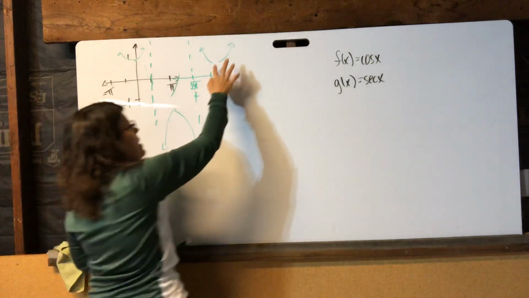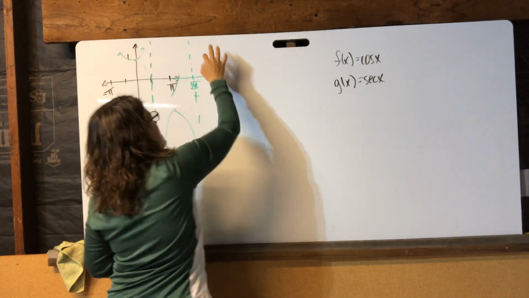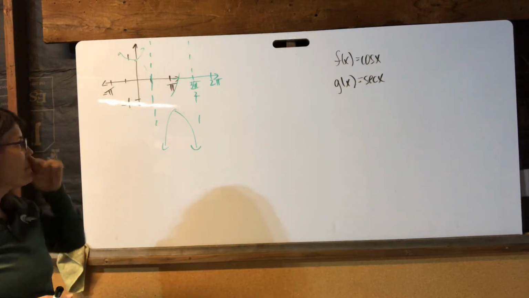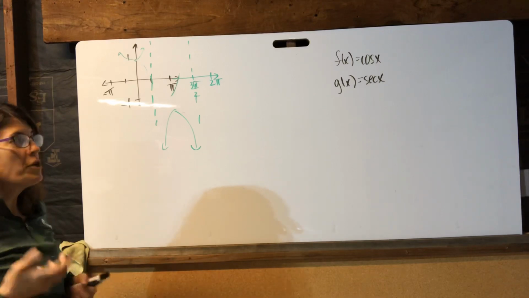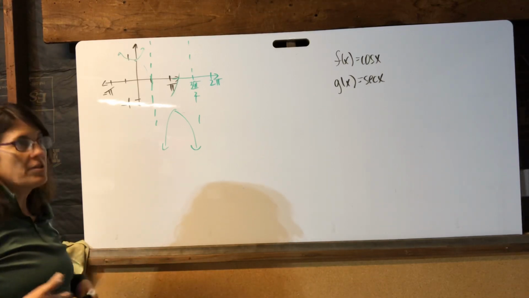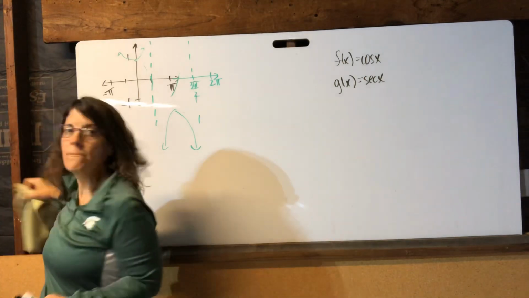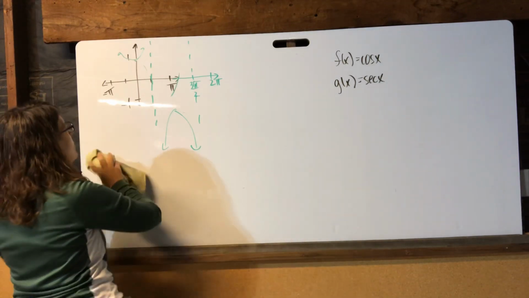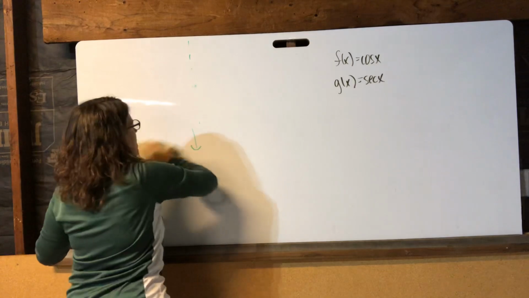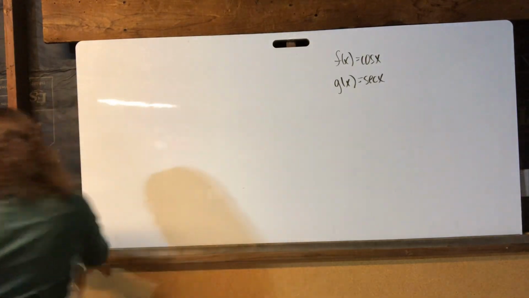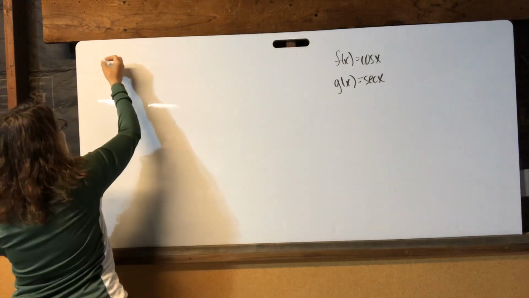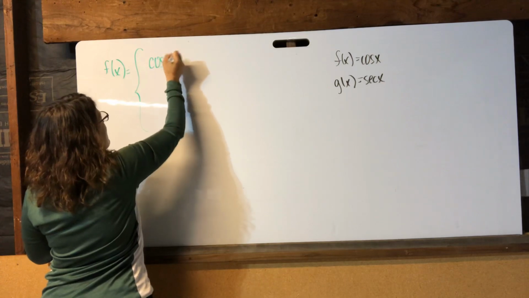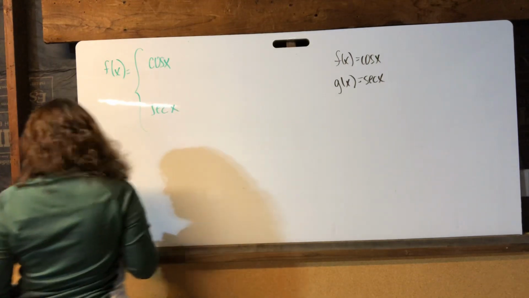We usually have the parent as the function which touches the y-axis. So this would be your parent. I know it's pretty messy. So we are going to do piecewise functions involving secant curves, cosecant curves, etc. This is a very basic secant curve. All right, so I'm going to give you a piecewise function. We're going to graph cosine and secant.